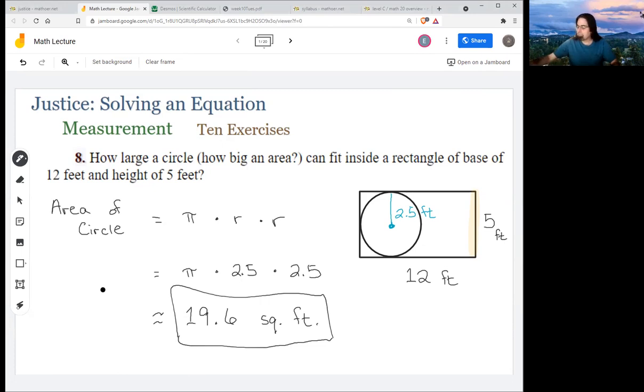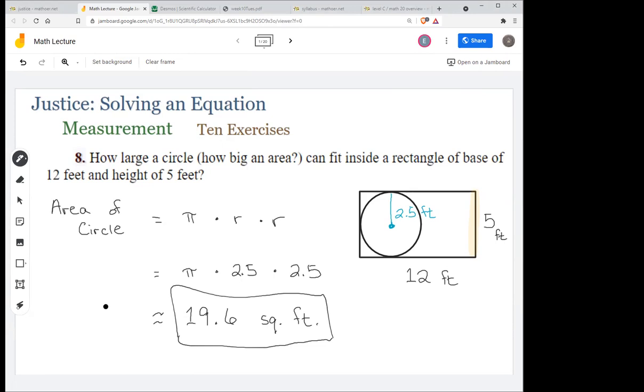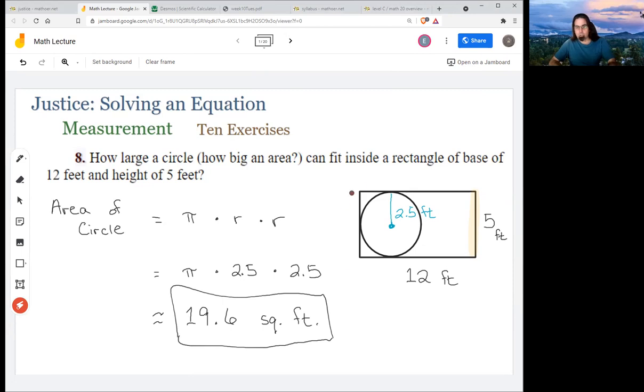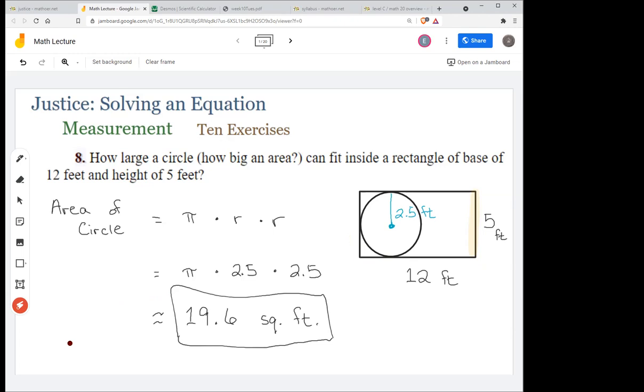Questions about number 8? No, that makes more sense. Thank you. Was it just getting the picture, or was there something else that had been? I think just seeing the circle in the rectangle was just more confusing to me. Oh, okay.